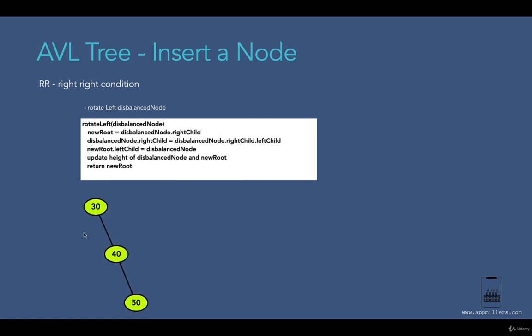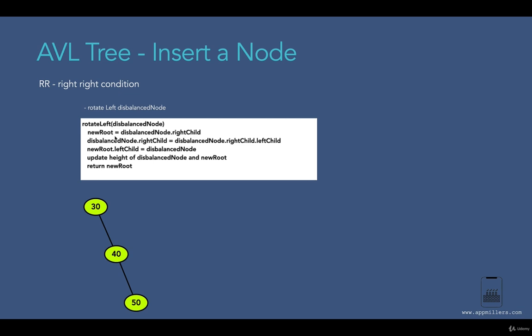Now let's say we have a disbalanced node like this. In this we can easily see that this is the right-right condition. So here you see that from this disbalanced node to its grandchild, the path is right-right. So if we want to balance this node, in this case we have to do left rotation. So the left rotation will be done for this disbalanced node over here.